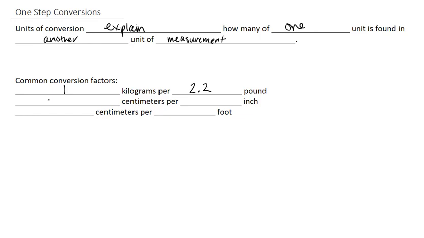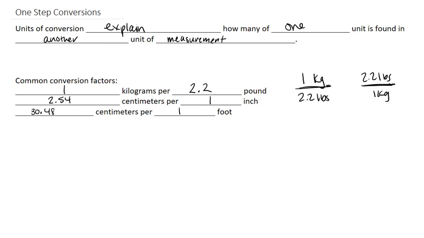Now, 2.54 centimeters is equal to 1 inch, and we have 30.48 centimeters per 1 foot. And so how you could write these conversion factors is you could go 1 kilogram over 2.2 pounds, or you can flip it and go 2.2 pounds over 1 kilogram. Either would be called a conversion factor.